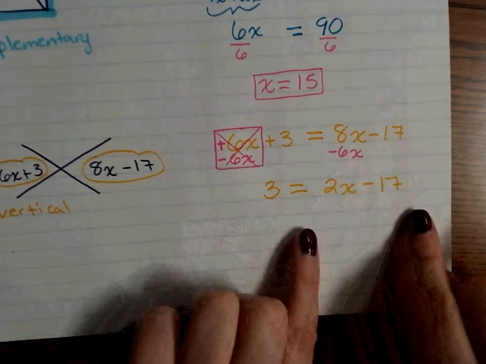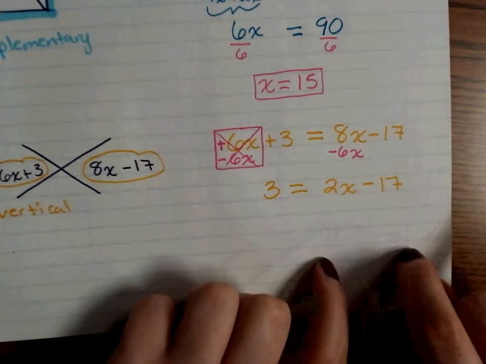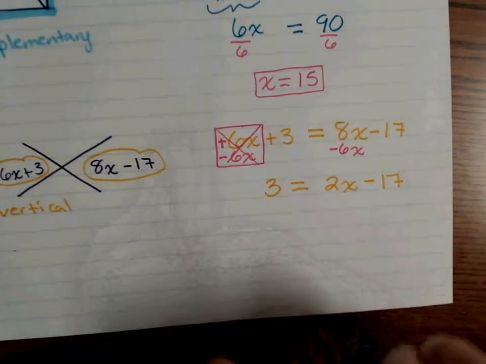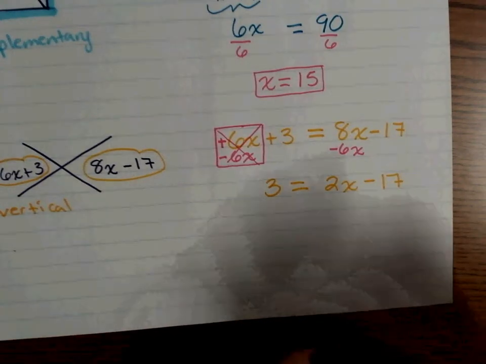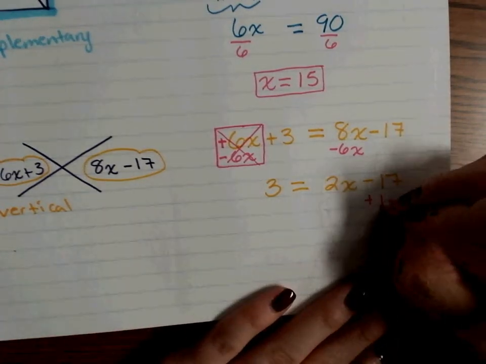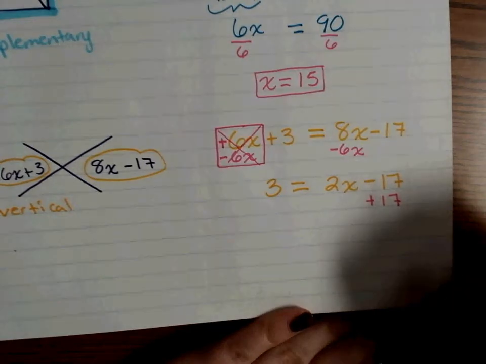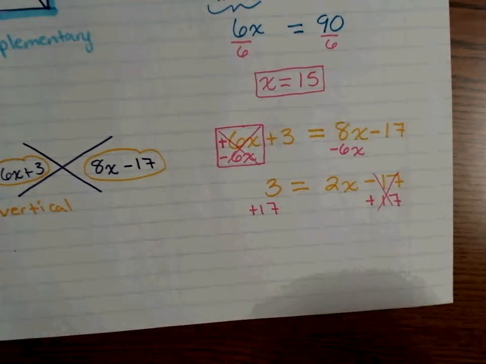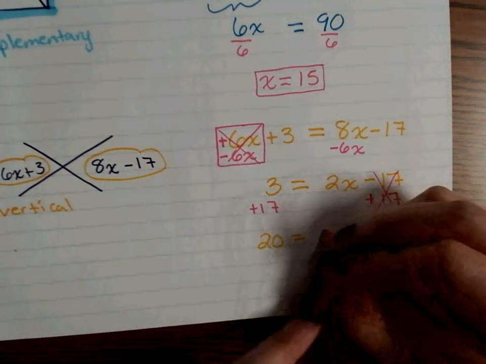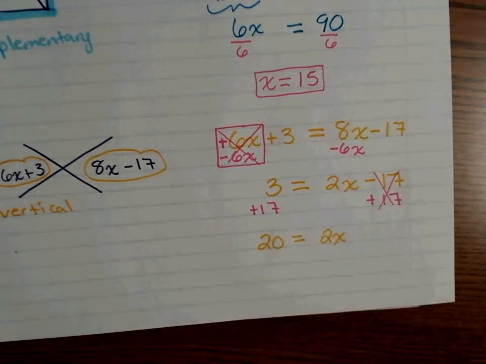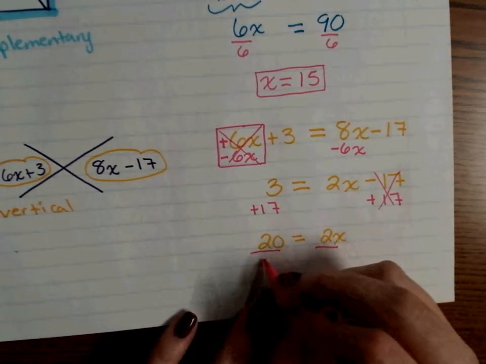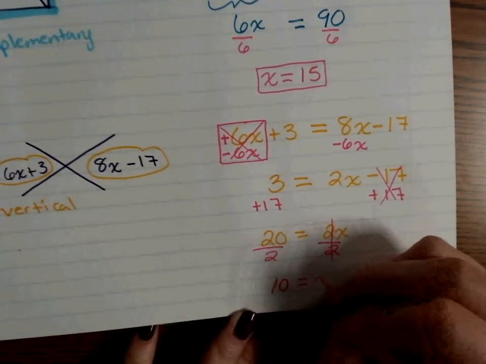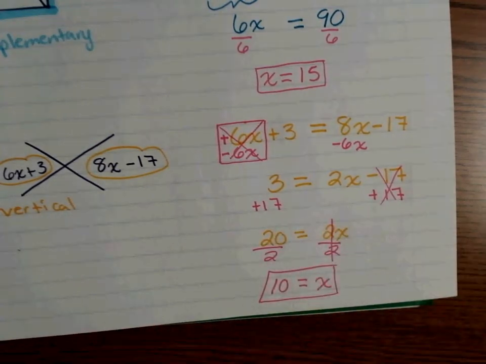Go clean it up. Now, we've got it down to where it's a 2-step equation. What do we do first? What is the inverse operation? Adding. So we're going to add 17 to both sides. That's going to give us 20 is equal to 2x. Next step. Divide by 2, you're going to get 10 is equal to x.